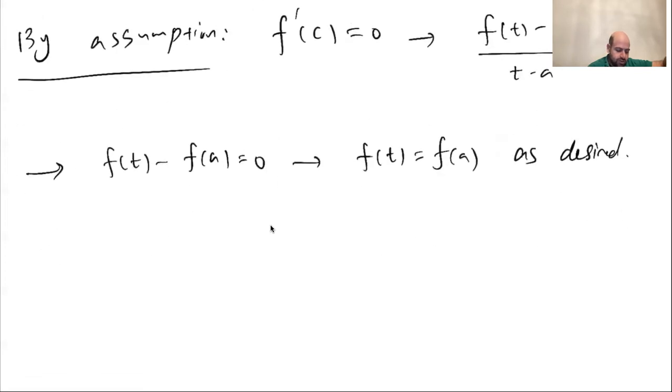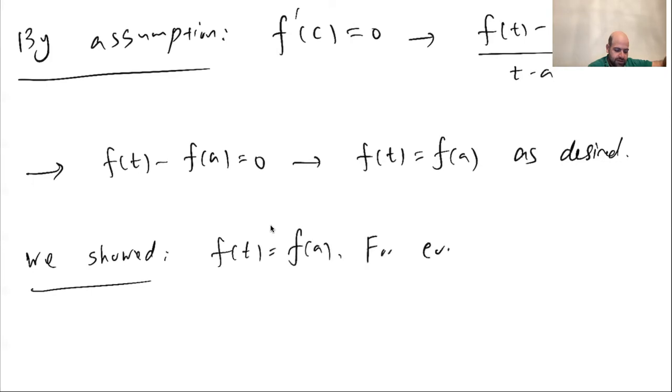So what did we show? We showed that F of T equals F of A for every T between A and B, which means the function is a constant function. F of X equals C for every X between A and B. Now, what is C? C is F of A. I found the constant actually.